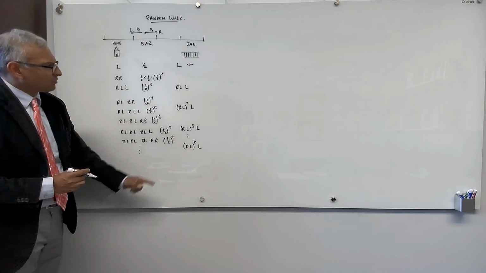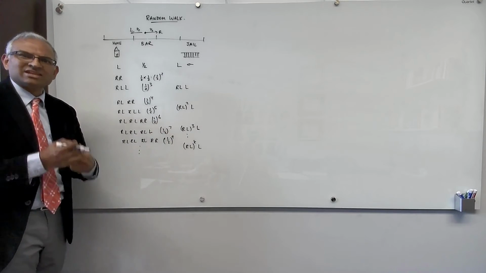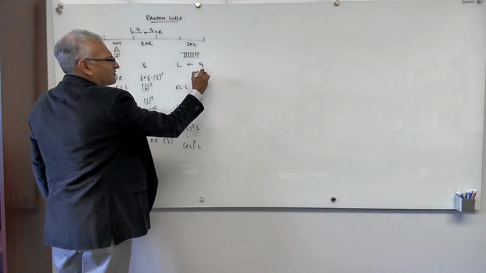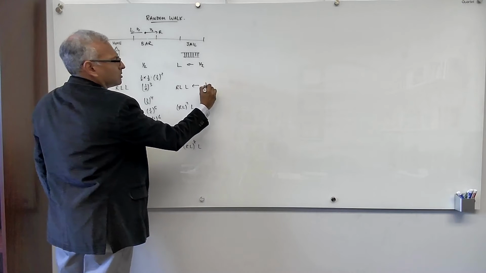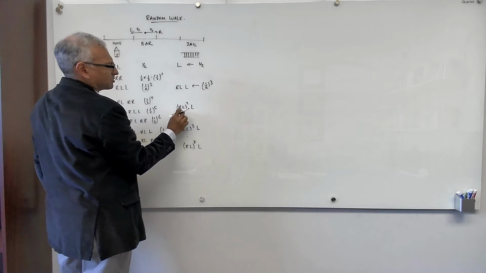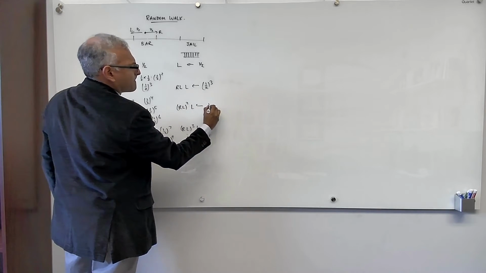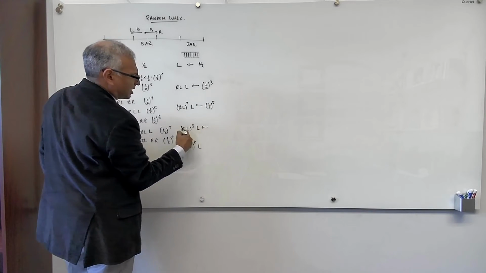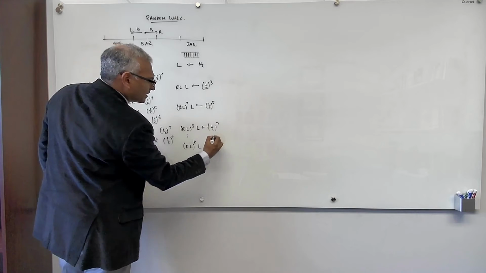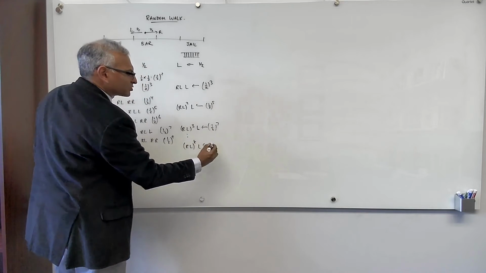Now let's see what the probabilities of each of these outcomes are. And now we can use independence. This is 1/2. This is 1/2 cubed. There are 5 here, so this is 1/2 to the 5. And this is 1/2 to the 7. This is 1/2 to the 2k plus 1.